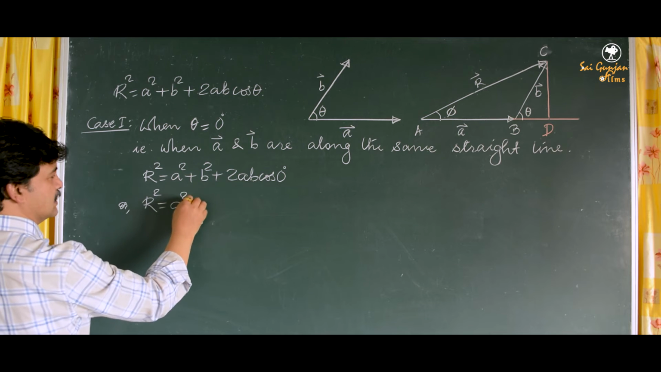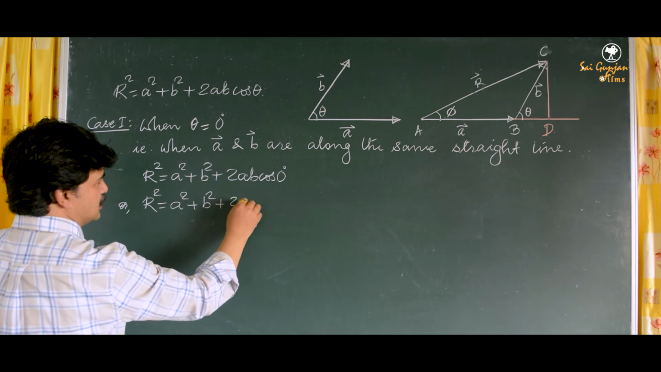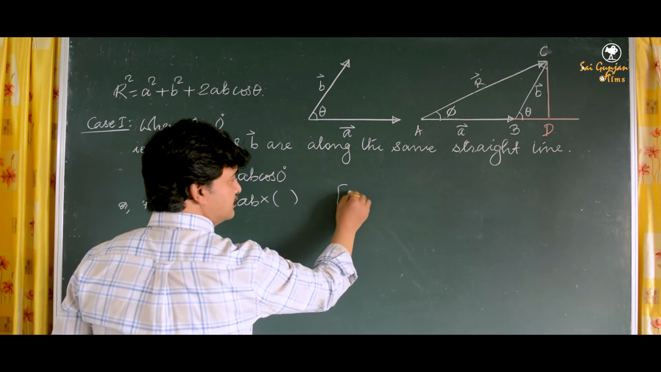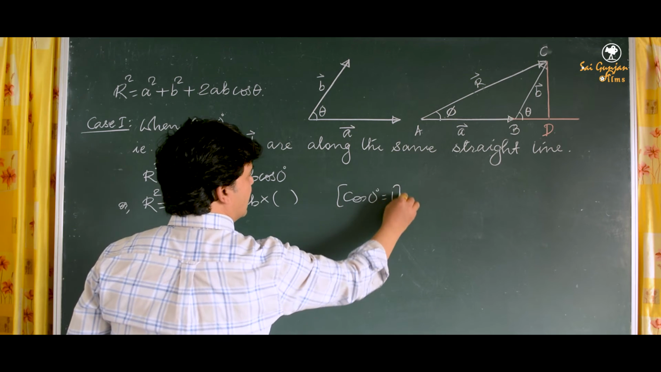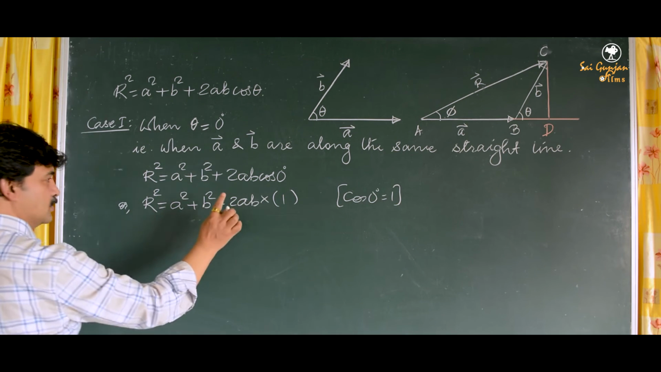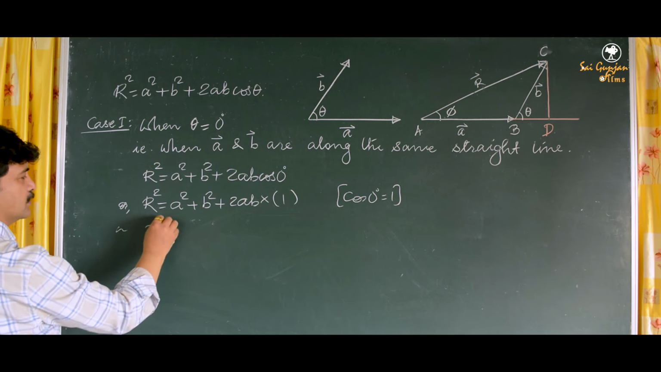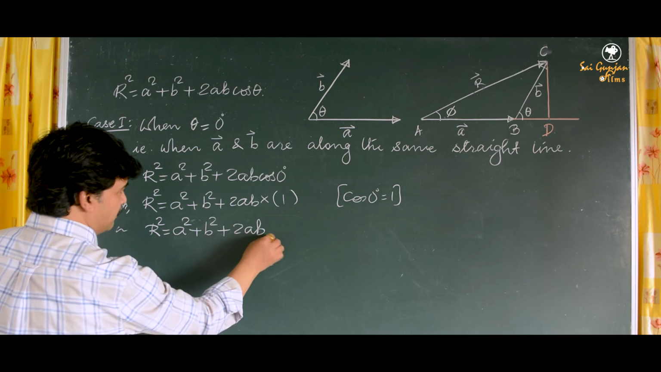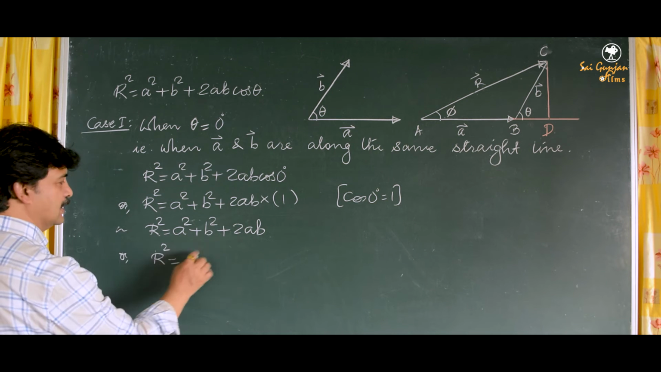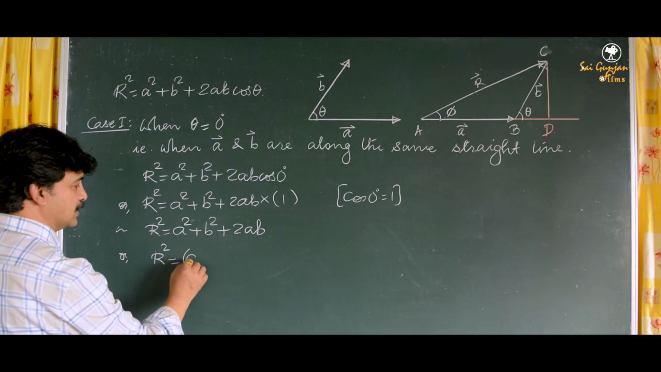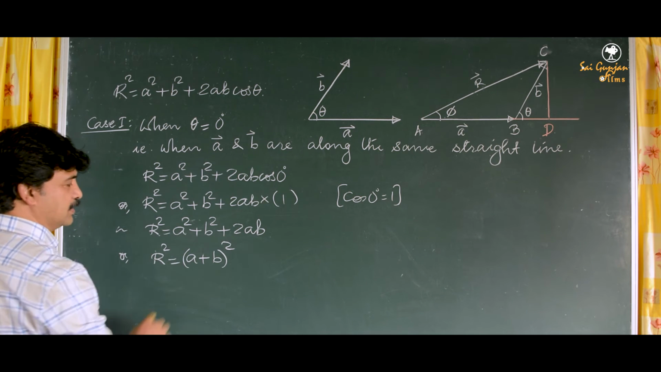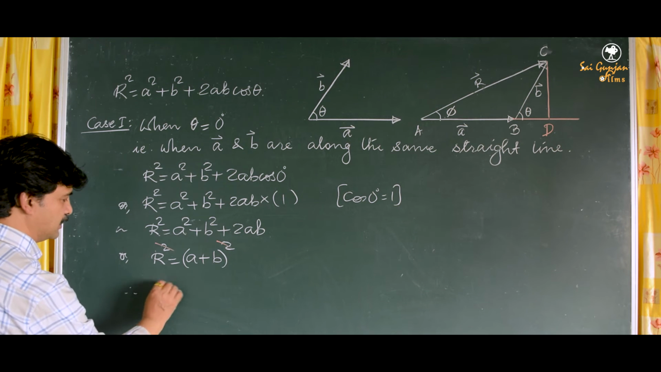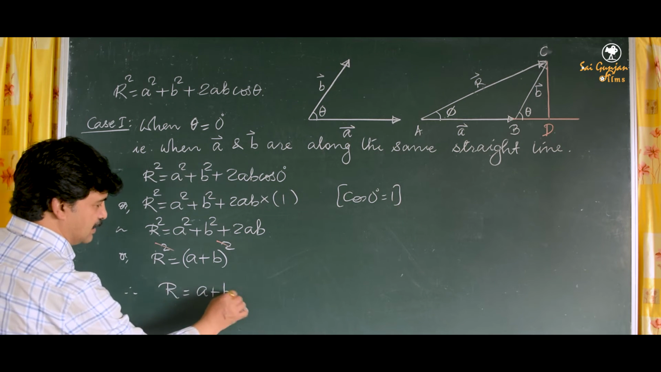Now this is a square plus b square plus 2ab into, now what is the value of cos 0 degree? It is 1, no? So 2ab into 1 is 2ab. So r square is a square plus b square plus 2ab. And what is this equal to? Whole of this is equal to, you all know, a plus b whole square. And here you can cancel the squares, and finally you have this a plus b.